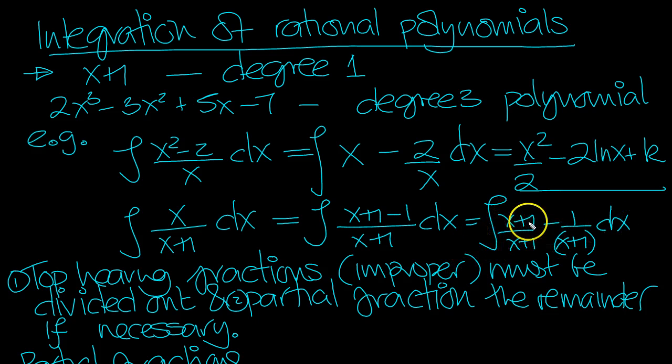Okay, good. Now this is x plus 1 over x plus 1, so that's our 1 there, isn't it? That's why we did it, so we could get a 1 there, and that's easy to integrate. And this is actually a standard integral as well. So we can write down the answer then.